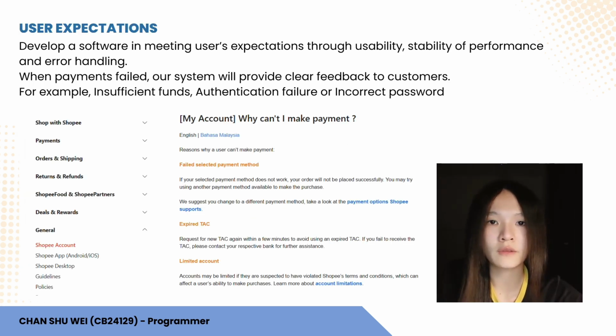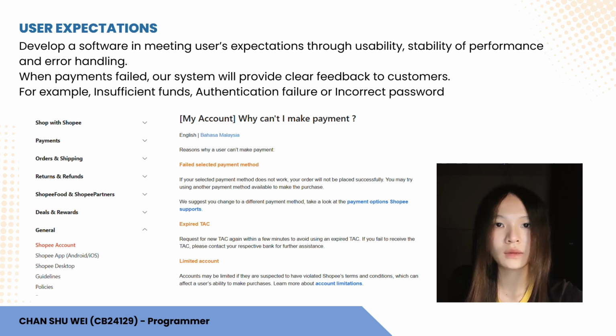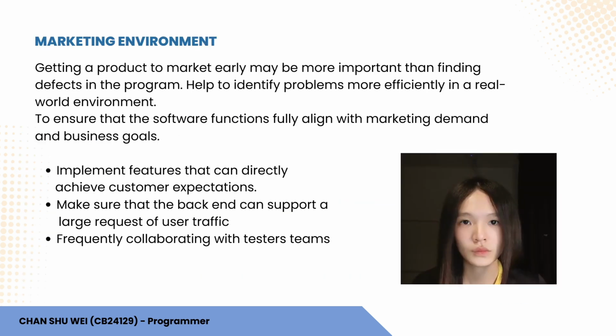User expectation is one of the factors that influence the confidence gained. So as a programmer, I have the responsibility to develop software that meets user expectations in usability, stability of performance, and error handling. I need to improve the database queries and make sure the backend API can handle many requests at the same time efficiently. When payment fails, our system can also provide clear feedback to the customer.